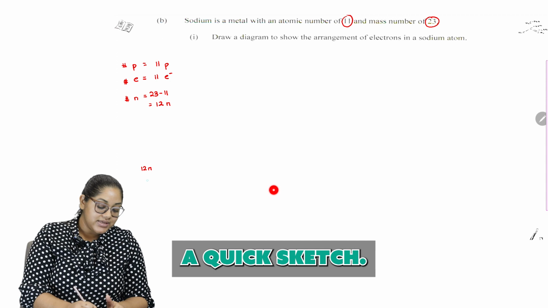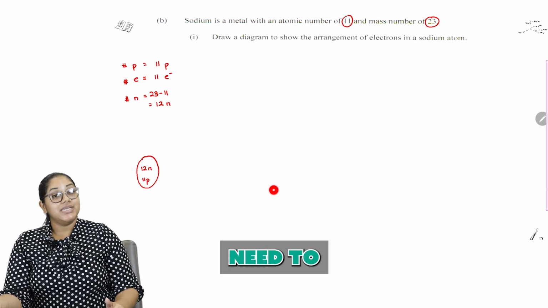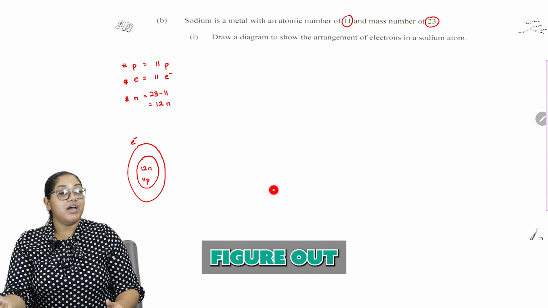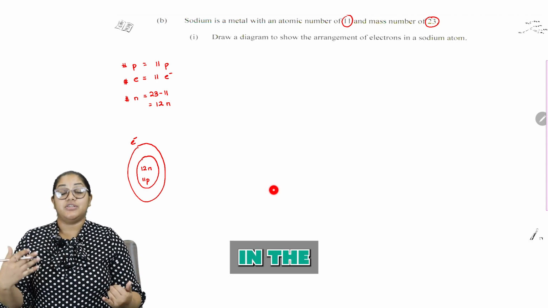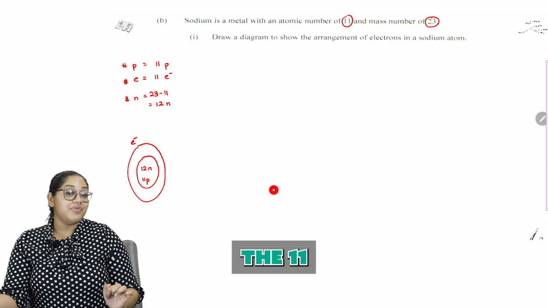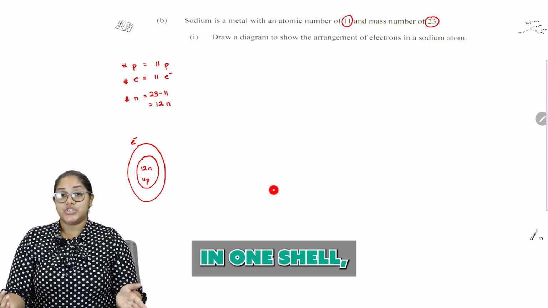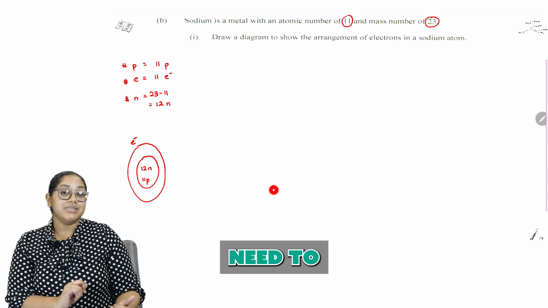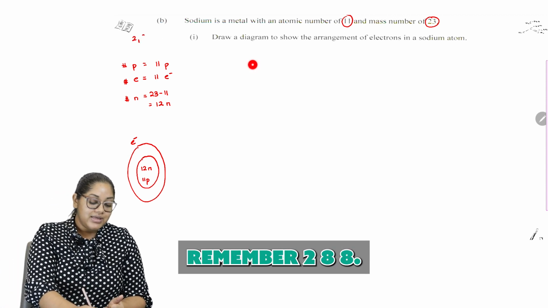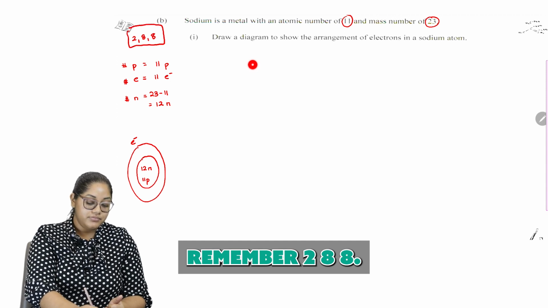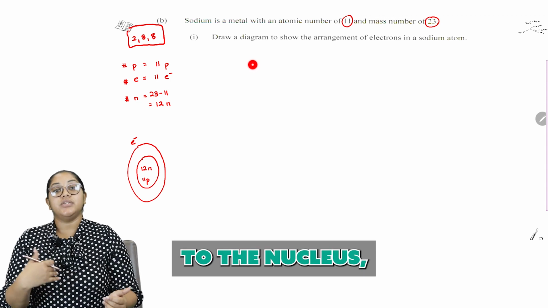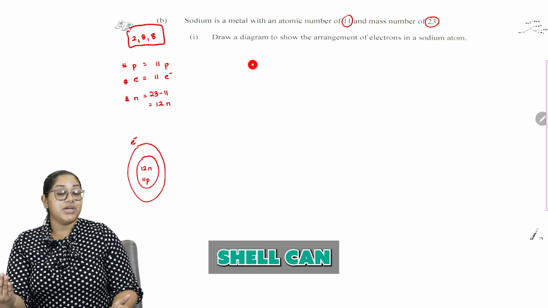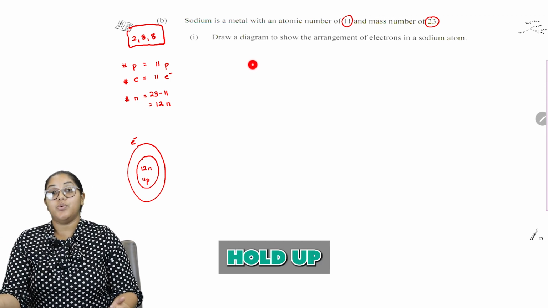So just making a quick sketch. But what we really need to figure out is what is going to be in the orbitals around. We need to figure out how our electrons are going to be arranged in the different energy levels. The 11 electrons are not just going to be placed in one shell. It is actually going to go into different energy levels. There's a rule that you guys need to remember. 2, 8, 8. So in your first energy level, the one closest to the nucleus, it has a maximum capacity of 2 electrons. Your second shell can hold up to 8, and your third shell can hold up to 8.